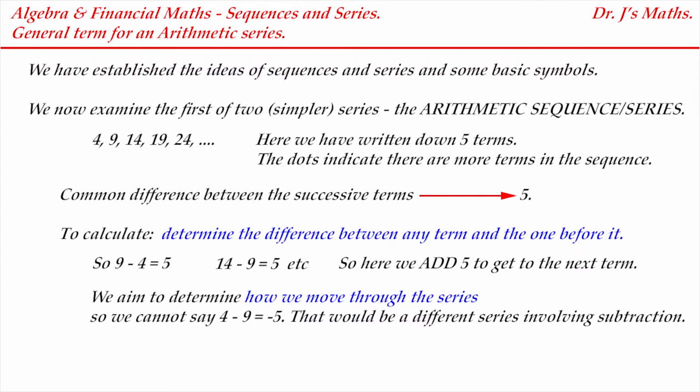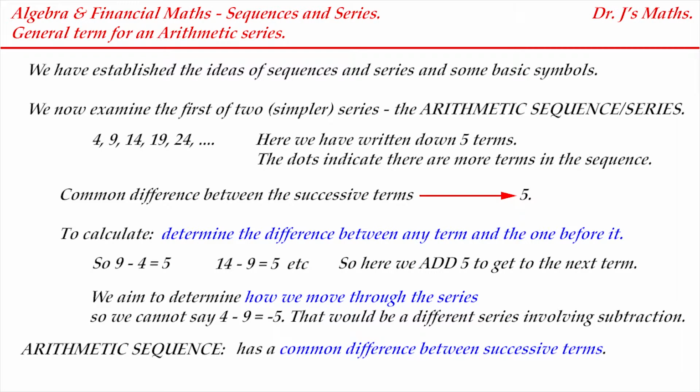So we aim to determine by this difference, how do we move through the series? We cannot say first term minus second term, for example, 4 minus 9, because that would give us minus 5, and that would be a very different series involving subtraction. And so for an arithmetic sequence, we always have a difference between successive terms.